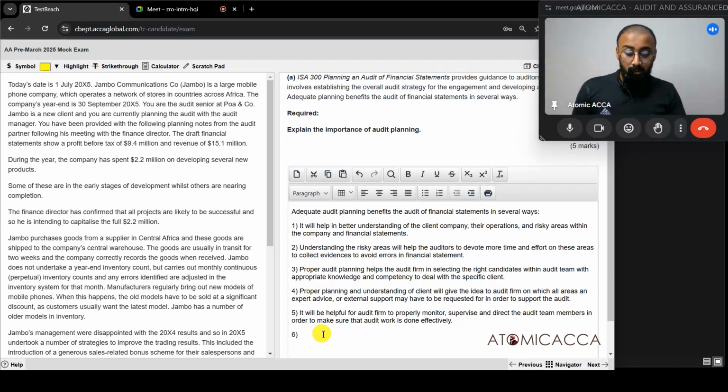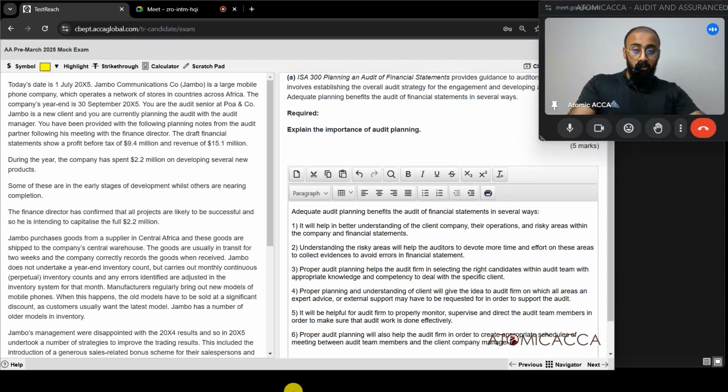So the point we were talking about was scheduling meetings. So proper audit planning will also help the audit firm in order to create appropriate schedules of meetings between audit team members and the client company managers.